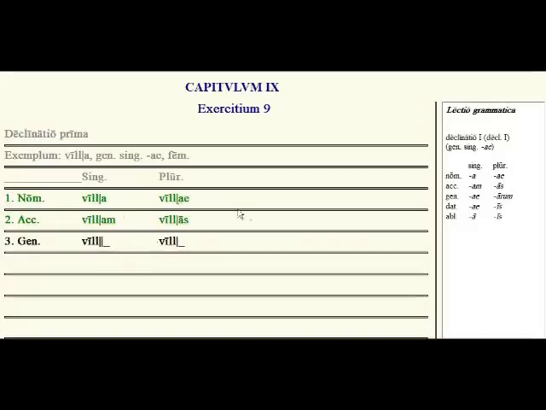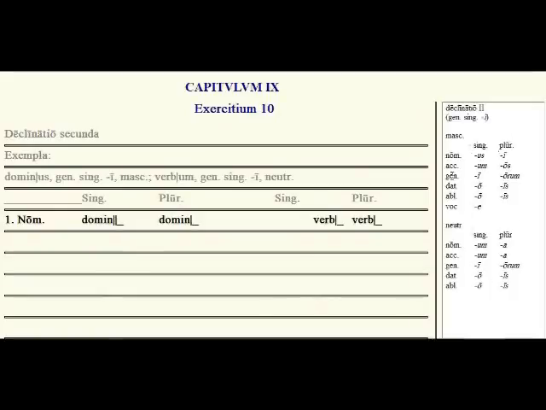If you need to rememorize the chart and do it again, do it again. You can't do this enough times. You could redo this until you get it perfect. So exercise 10 deals with the second declension.